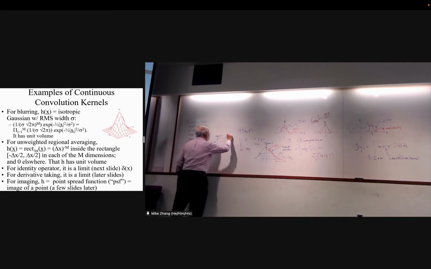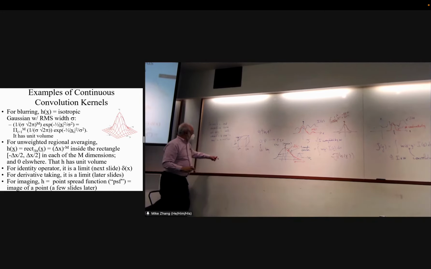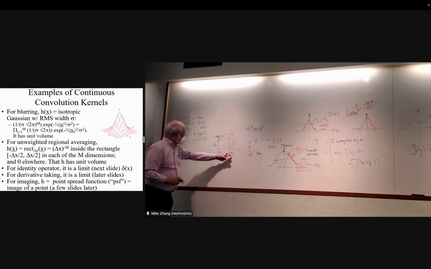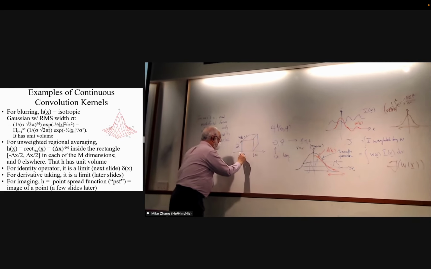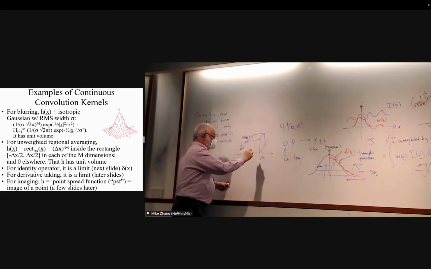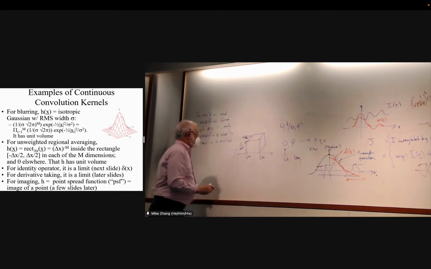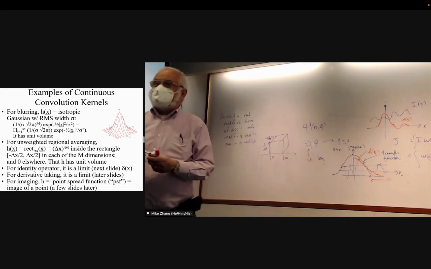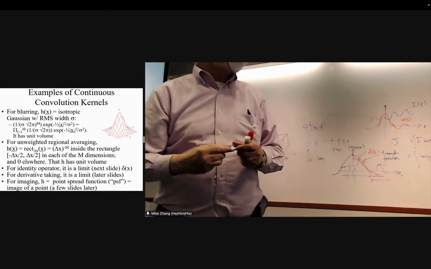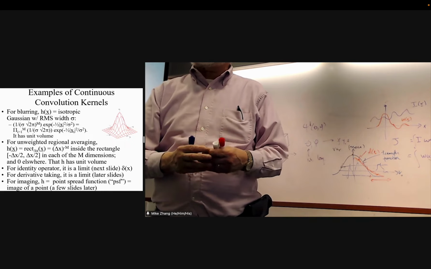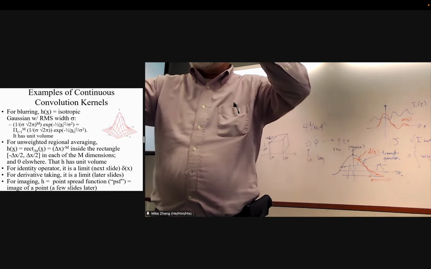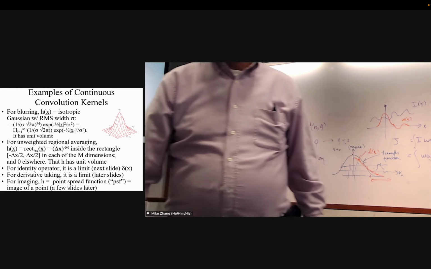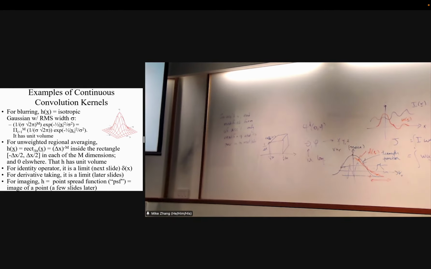And now, if we're in 2D, and it goes from minus half delta x in the x direction and in the y direction, then this thing's going to be squared. Okay, fine. The point is we have this definition of this rect function, and it corresponds to simply averaging the image over some region.